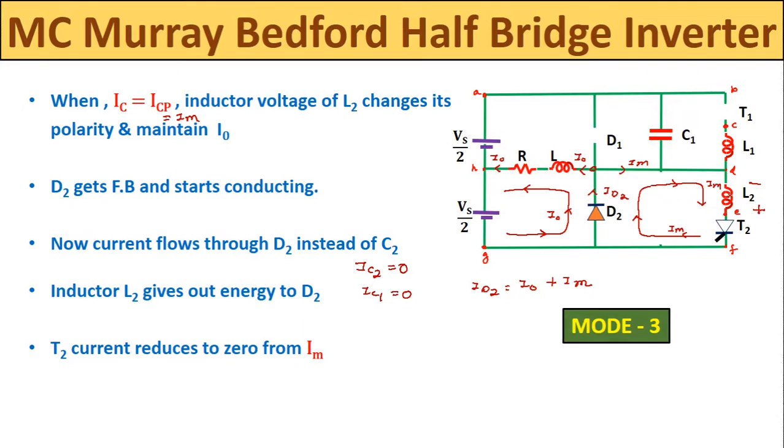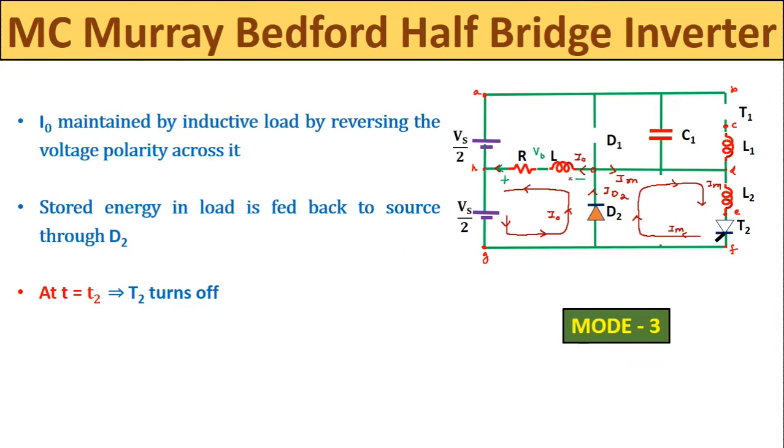As soon as this Im current, which is the current through the T2 thyristor, goes to 0, the T2 thyristor will go into the off condition. As we have discussed, the inductive load is providing the load current here. So this inductive load will provide the load current by reversing its polarity, that is plus on this H point and minus on this point, as shown in the figure. That means the stored energy in the load is fed back to the source through this D2 diode in the third mode of operation. At time t equals T2, what is happening? The T2 thyristor current Im will become 0 as the L2 inductor fully releases its energy through the D2 diode, then the T2 thyristor will go into off condition at time t equals T2.